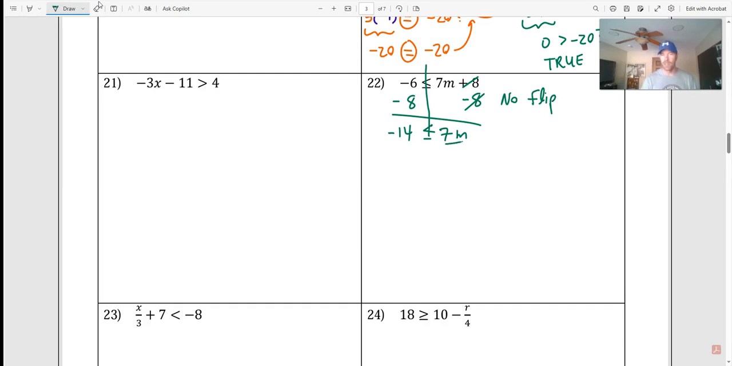Now I can divide by 7 to cancel that. And there's only one other thing to divide by 7. And in this case, it just so happens to work out nicely. -14 divided by 7 is -2. 7m divided by 7 is 1m, or just m. And then I divided both sides by a positive. Again, I know there's a negative on the left, but I divided by a positive, so no flip. But still, I would check that. So less than or equal to.